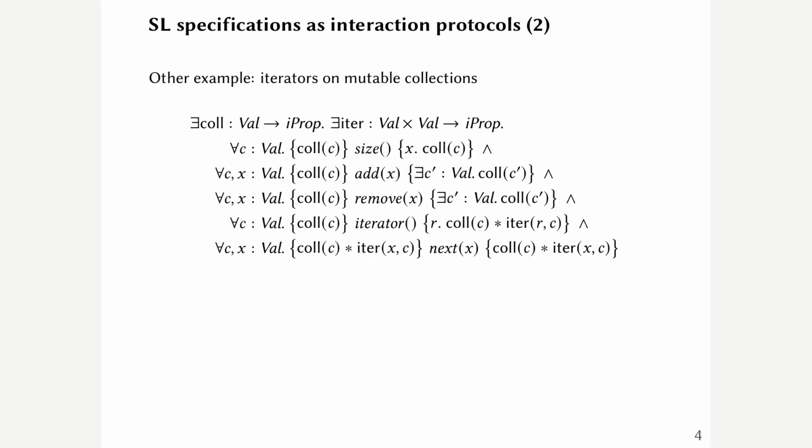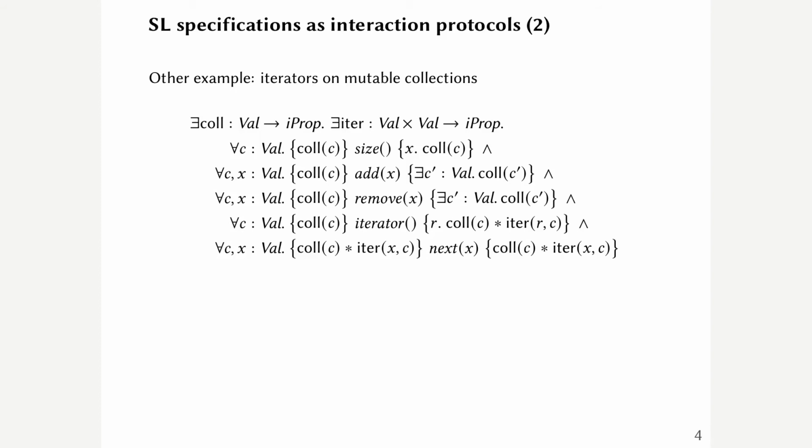Then we can consider more expressive separation logic specifications, which enforce even more interesting interaction traces. So consider the specification for a library of mutable collections. We have operations add and remove, which modify the collection in place, an operation iterator, which produces an iterator on the collection, and a function next, which can be used to get a new element from the iterator.